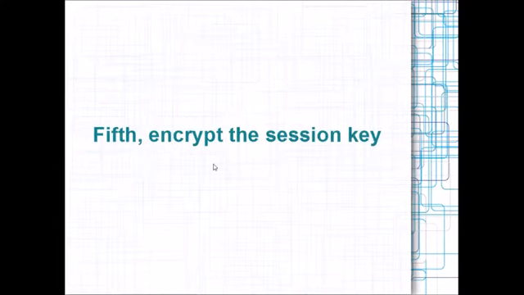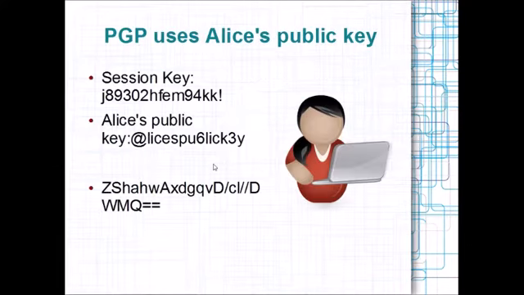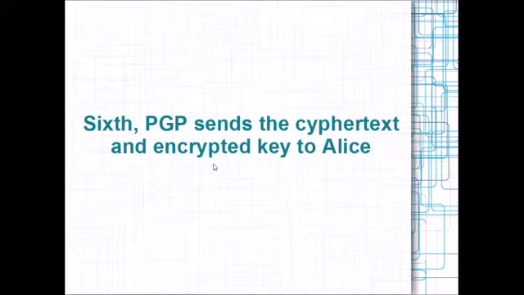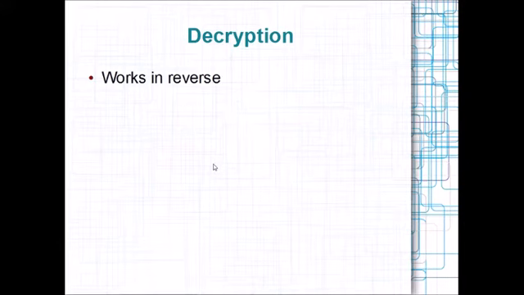In the fifth step, we're going to encrypt our session key. We're going to grab Alice's public key and use that to encrypt the session key. With that encrypted key, we're going to send that over the network as well. That leads us to the sixth step, which is to send the ciphertext and the encrypted key to Alice.